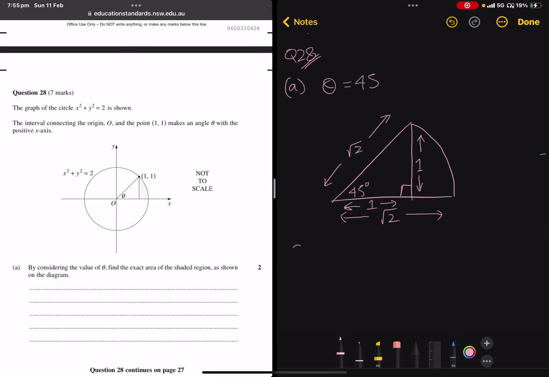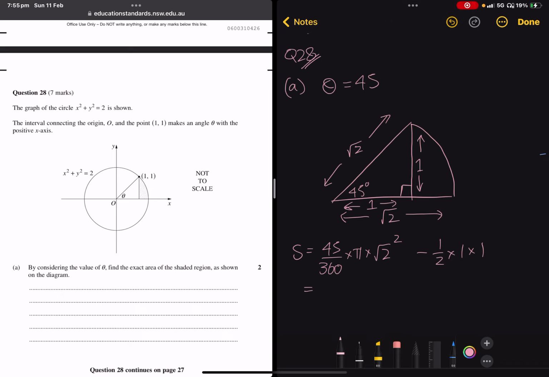So the shaded area is going to be equal to the area of the wedge, which will be 45 over 360 times pi times the square root of 2 squared. This is just the area of a part of a circle for a given angle. And then we're going to subtract from this 1/2 times 1 times 1, the area of the triangle.